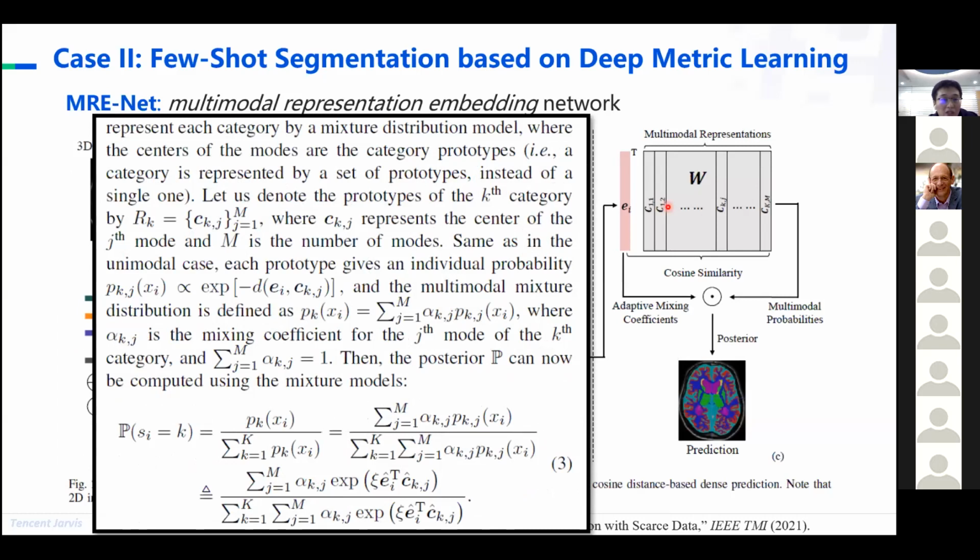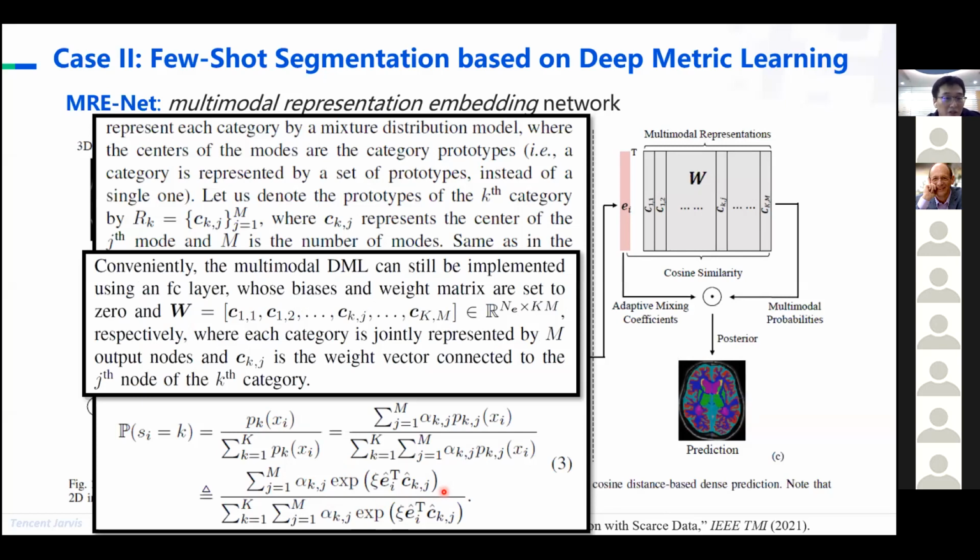Now let's extend it for multimodal learning, where a category is represented by a set of prototypes instead of a single one. As shown here, a category is a set of prototypes, and c_kj is the center of the j-th mode, and M is the total number of modes. Each prototype gives an individual probability, and the multimodal mixed distribution is defined as a weighted summation of all these probabilities. Here alpha is a mixing coefficient, and for a specific category, they sum to 1. Then the posterior is still a softmax operation over all the classes. The only difference is that every class is now represented by a set of individual probabilities.